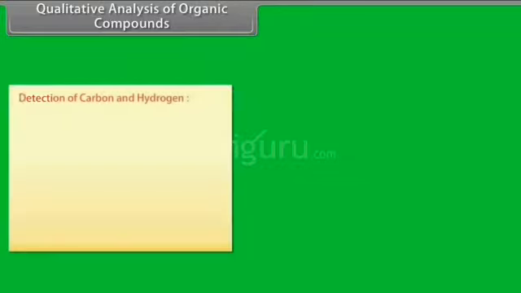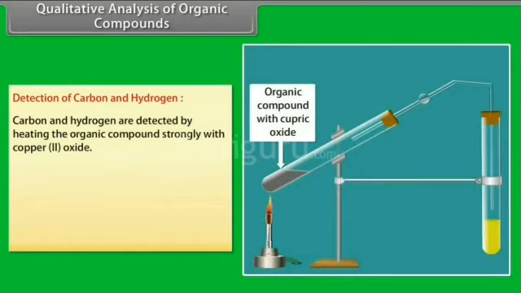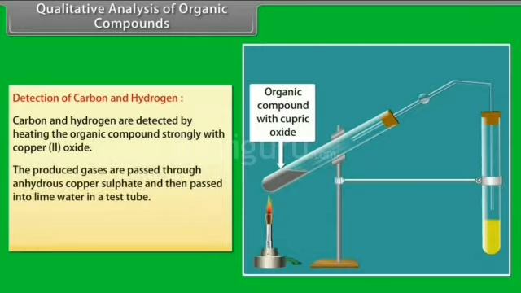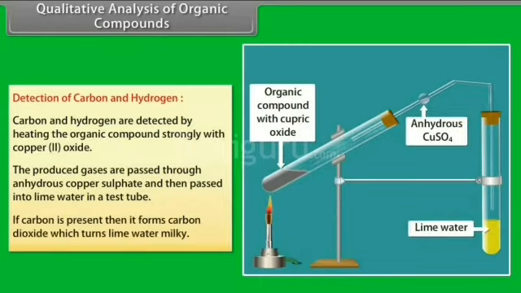Qualitative analysis of organic compounds. Detection of carbon and hydrogen. Carbon and hydrogen are detected by heating the organic compound strongly with copper-2 oxide. The produced gases are passed through anhydrous copper sulfate and then passed into lime water in a test tube. If carbon is present, then it forms carbon dioxide, which turns the lime water milky.